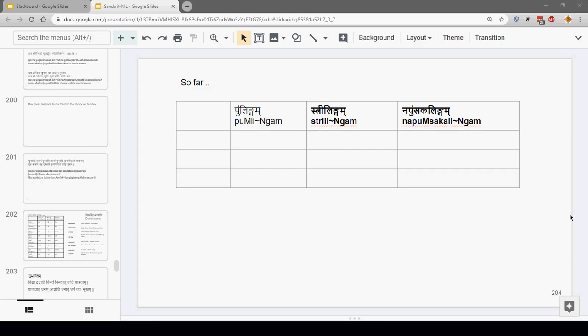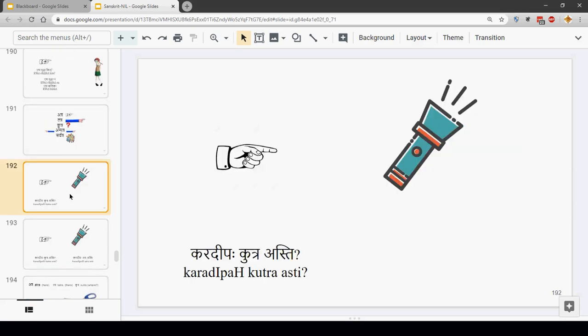But otherwise, other than the animals, the words for the other objects, non-animals, could be in any gender. It could be in any lingam. So what is the example we have seen before? For this one, for example. What is this object? Karadipaha. What is the lingam? Masculine, pullingam. So though this doesn't have any life, karadipaha is pullingam.